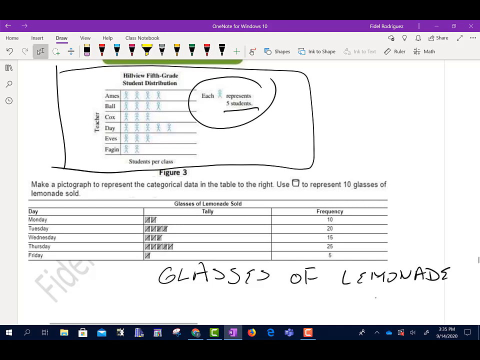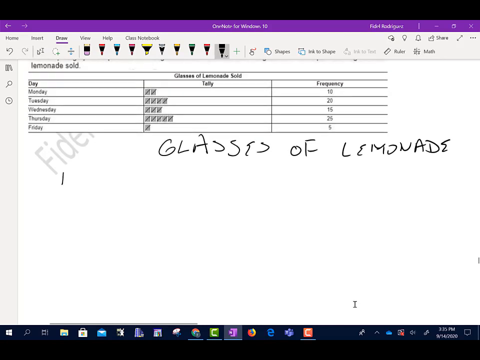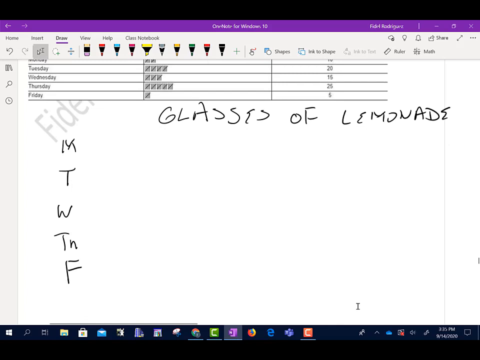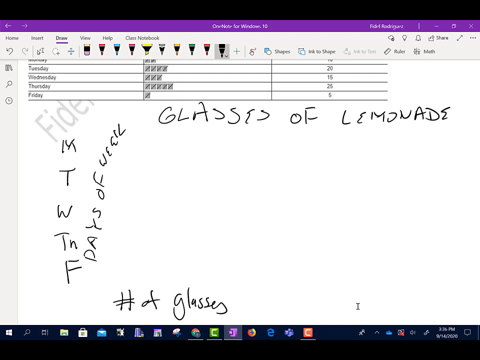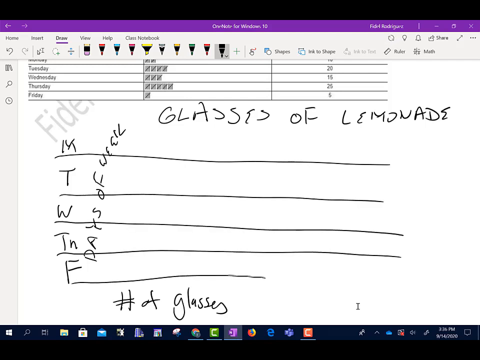Okay, and so it looks like we have the days of the week, Monday through Friday. Let's do this: Monday, Tuesday, Wednesday, Thursday, Friday. And remember, one little glass represents 10 glasses sold. So here we'll say these are going to be the days of the week, obviously, and here we'll say number of glasses. I kind of make a little chart of sorts.